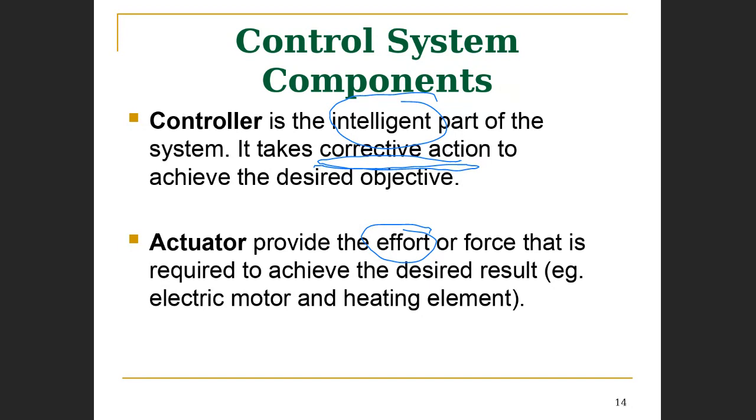It provides effort. The effort that we're speaking of here is the effort that is required to make changes or adjustments to the variable that we seek to control. Examples of actuators include the electric motor and the heating element.